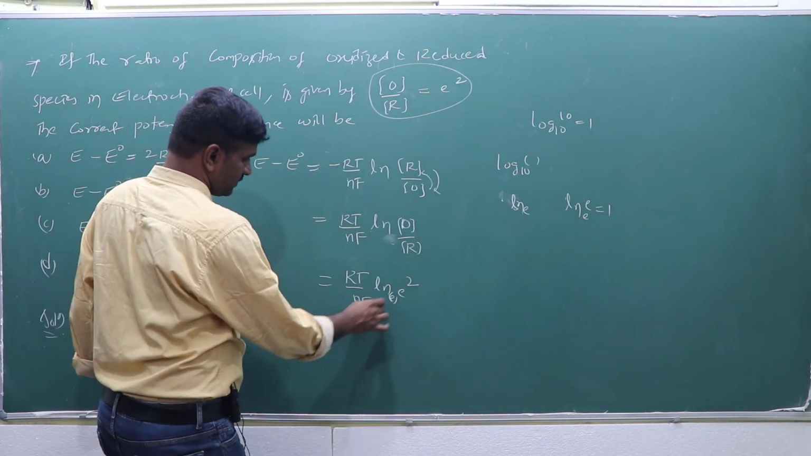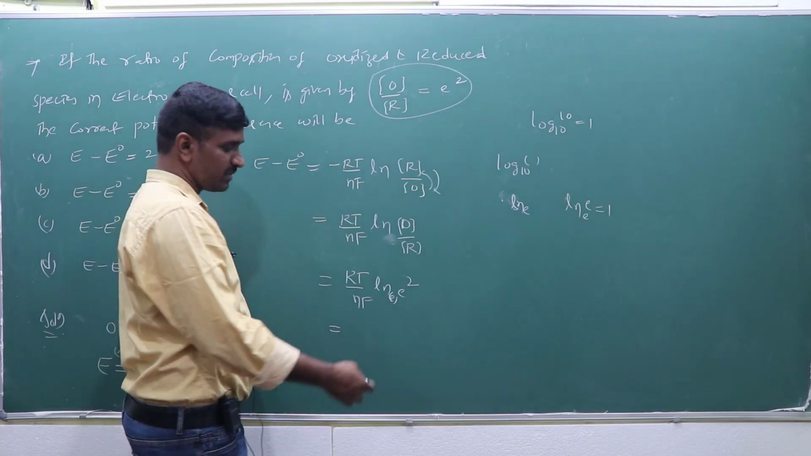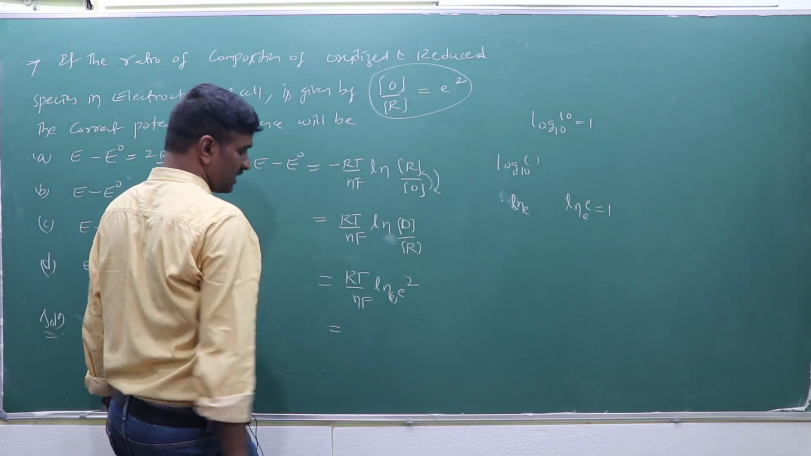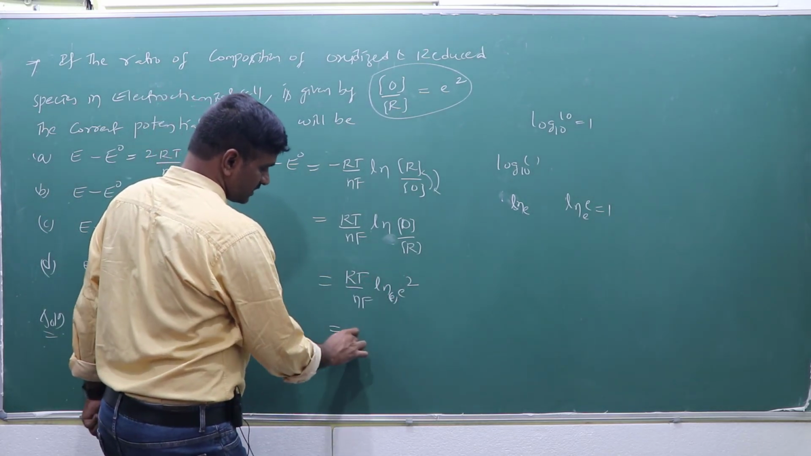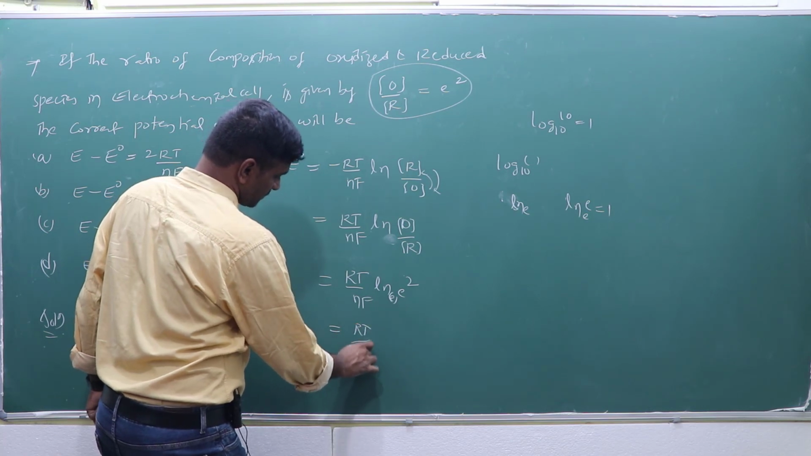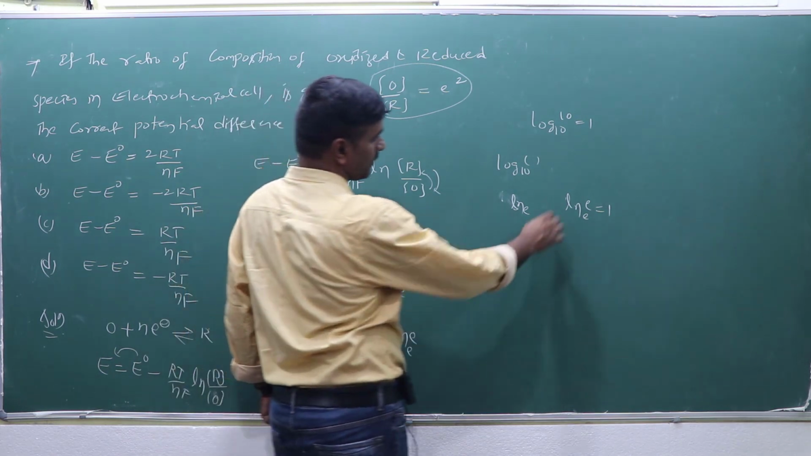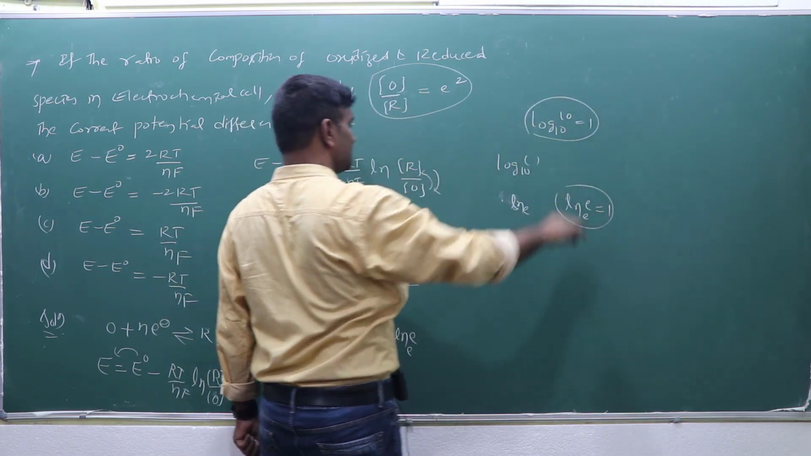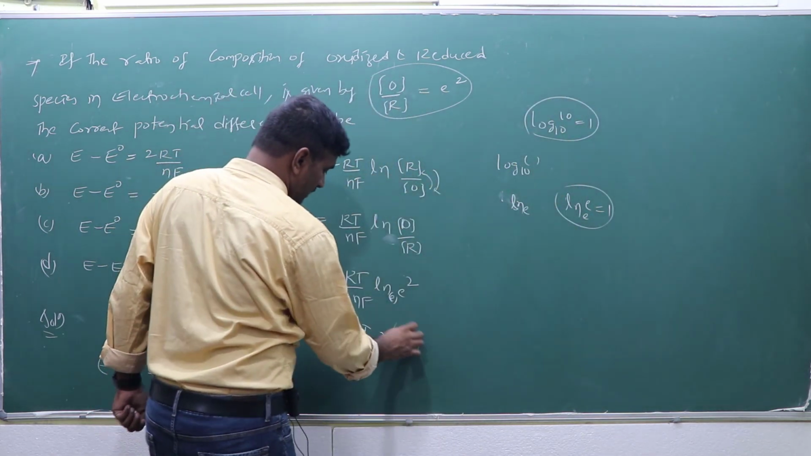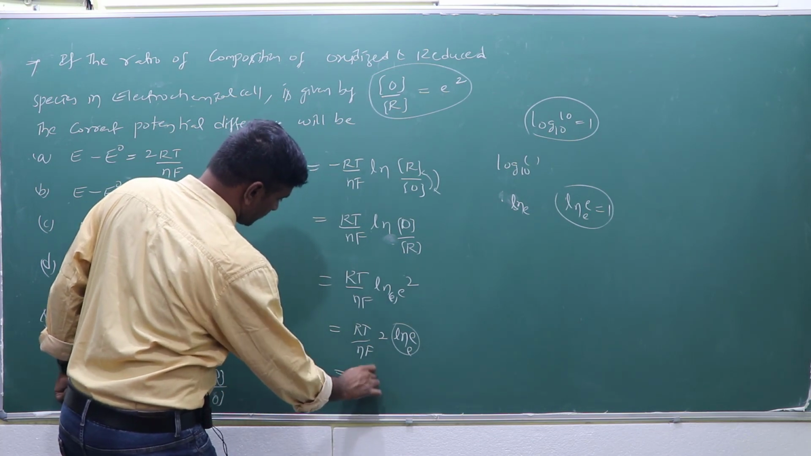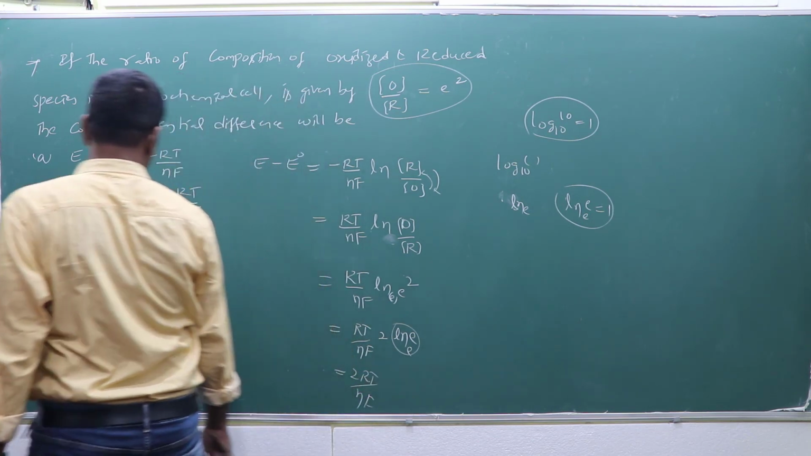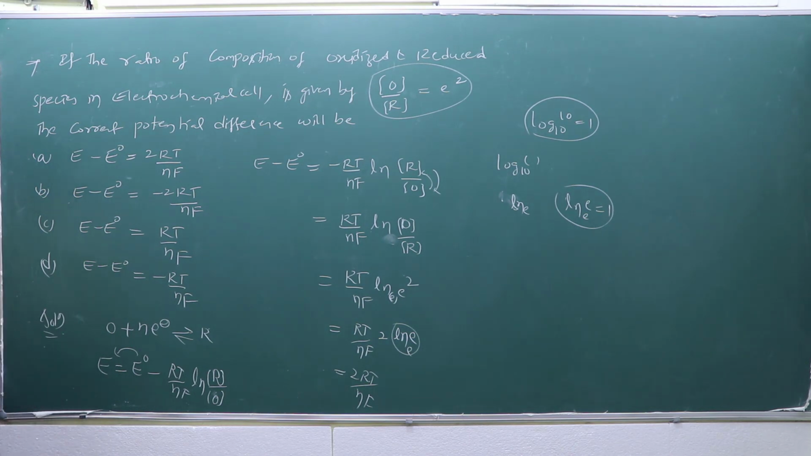So if it is log m to the power of n, that is n ln m. So this 2, I mentioned here in this position, 2 into ln base e, that value may be 1. So this value is 1. So how much? That is 2RT by nF. E minus E naught is equal to 2RT by nF. Option A is the correct one.